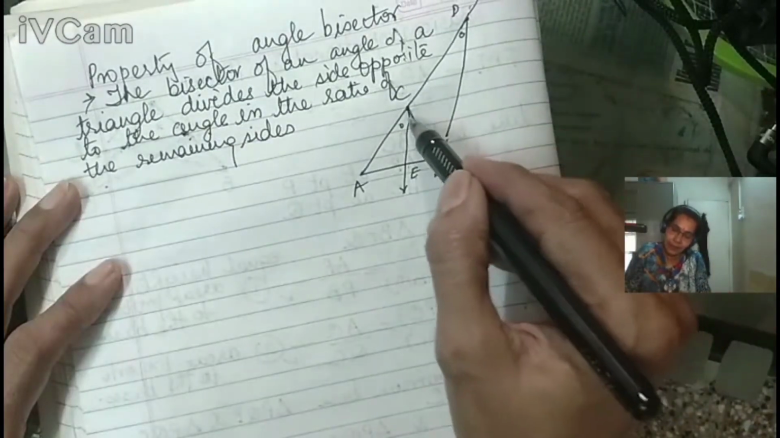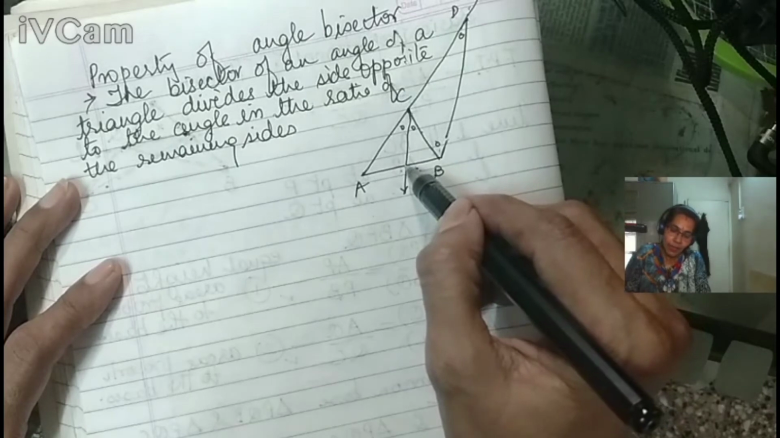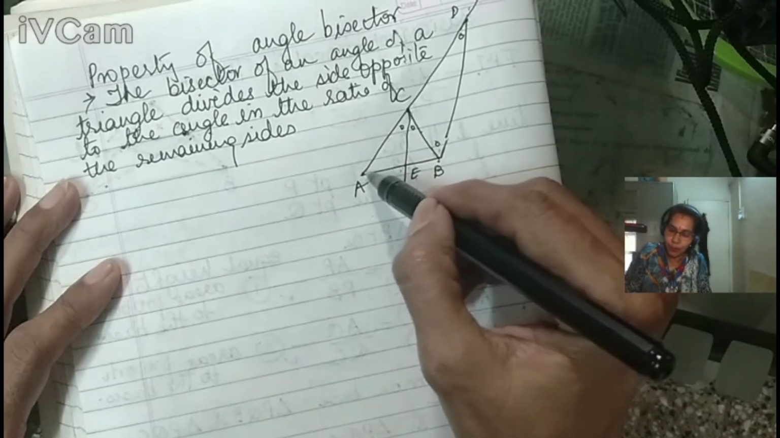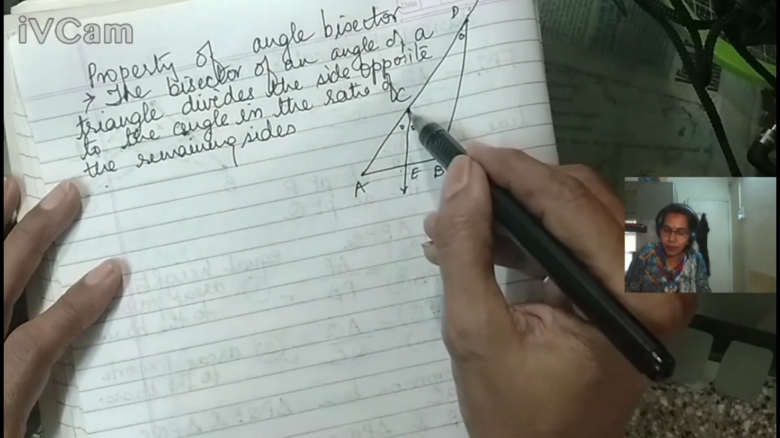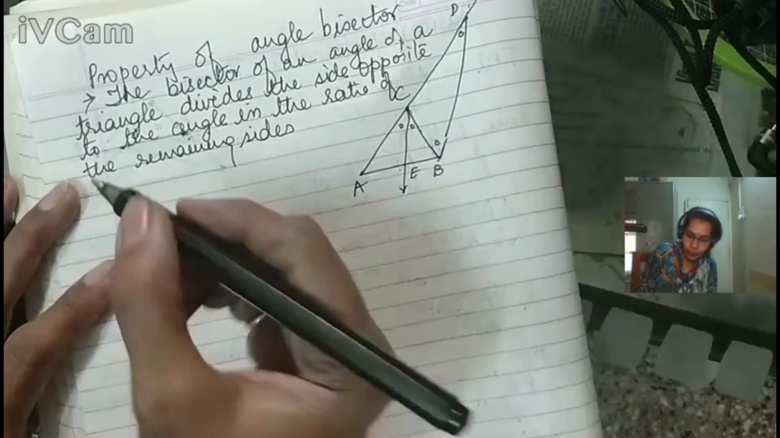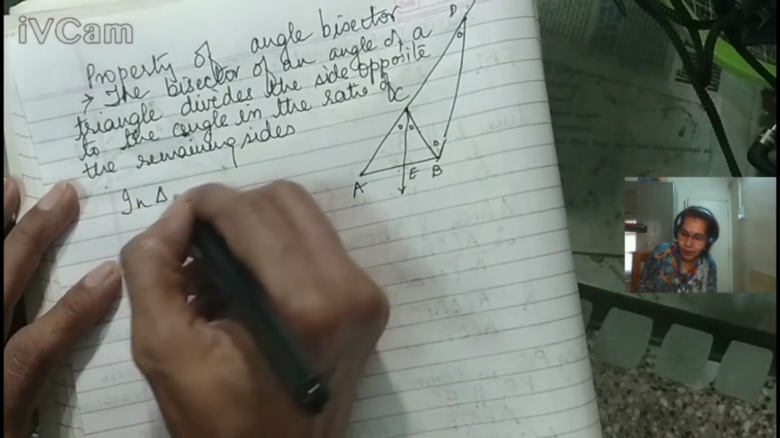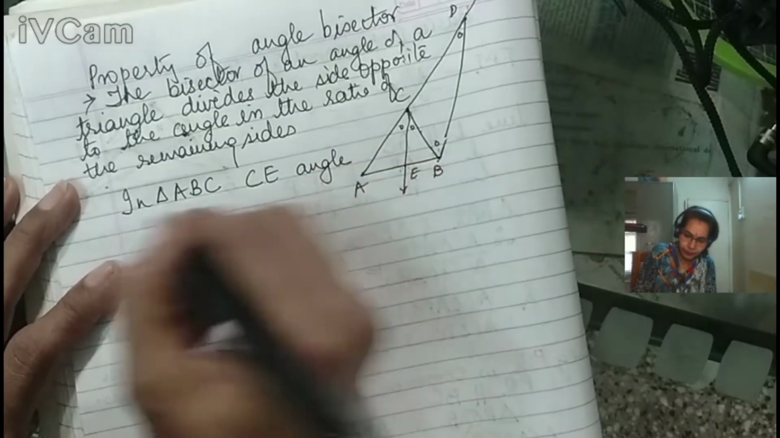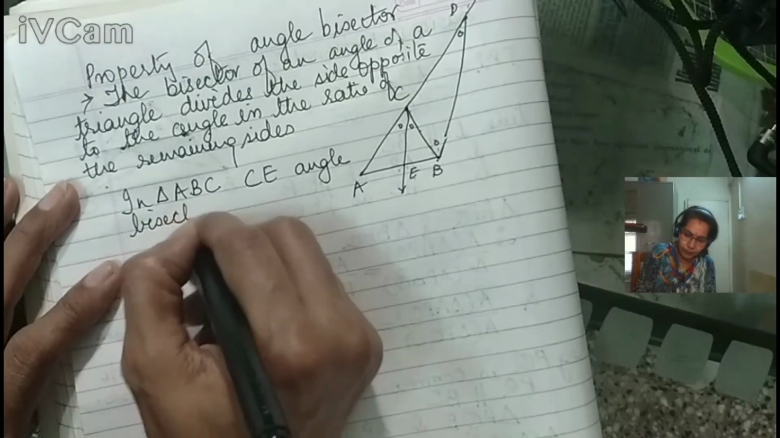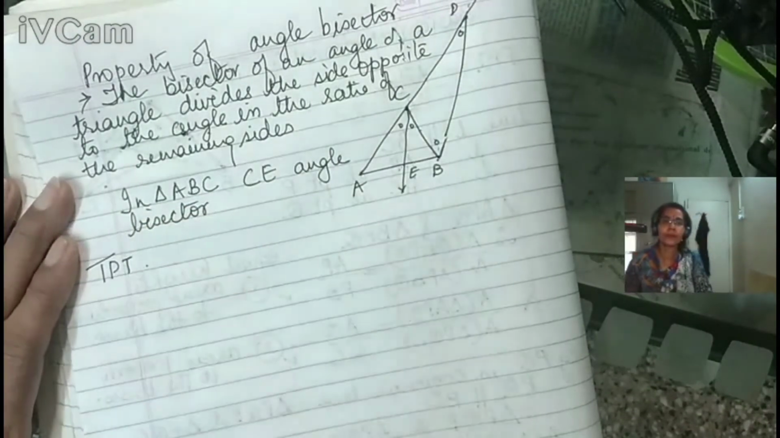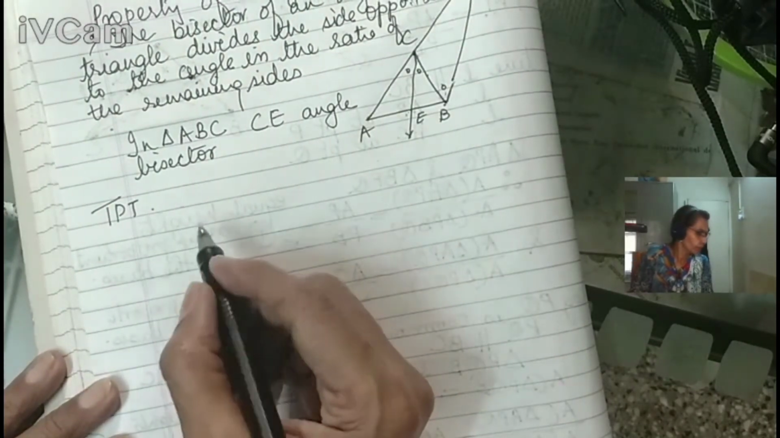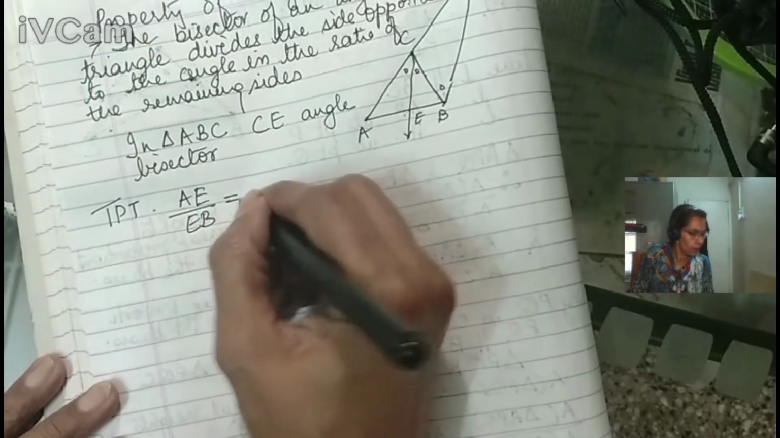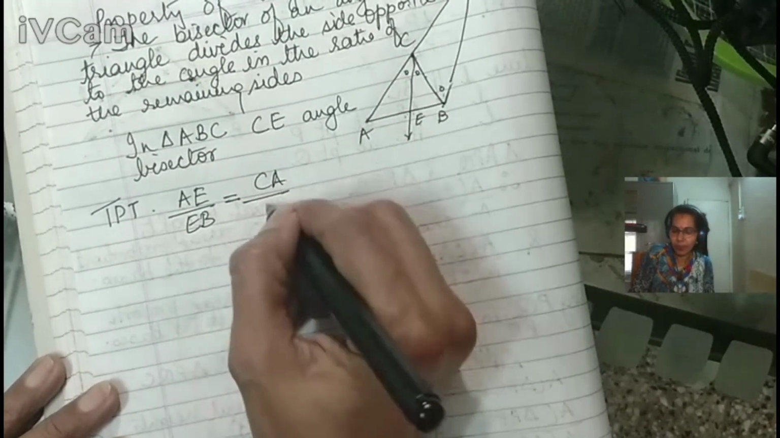That means CE is the angle bisector. The ratio AE upon EB is going to be equal to AC upon CB. I need to prove in triangle ABC, CE is the angle bisector. To prove that AE upon EB is equal to CA upon CB.